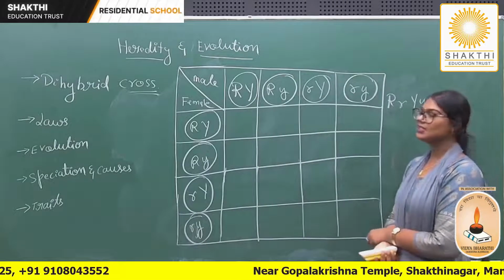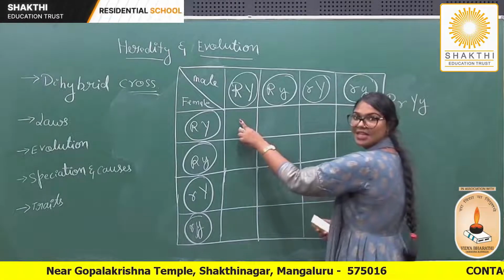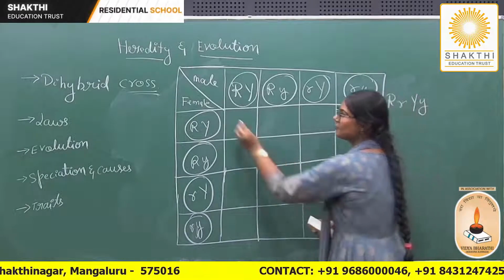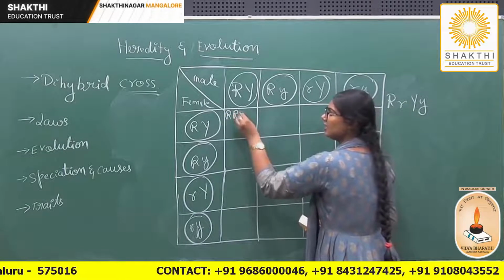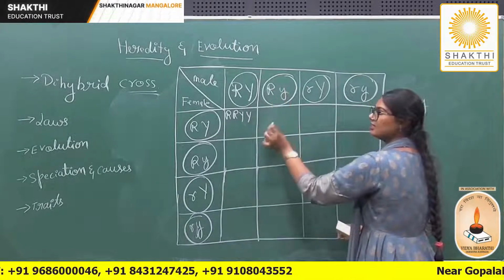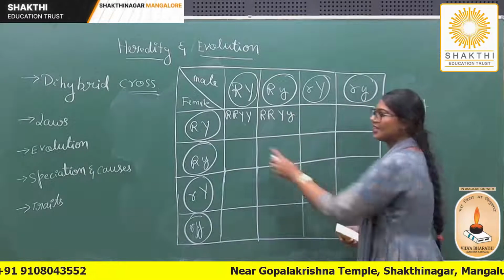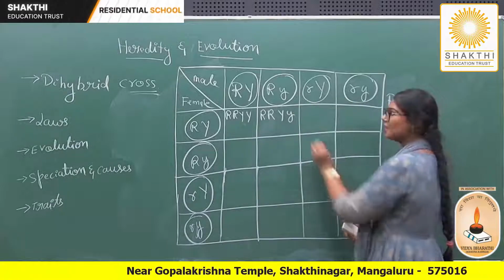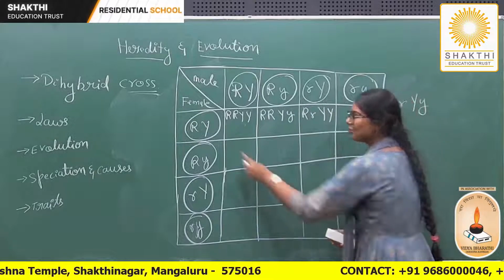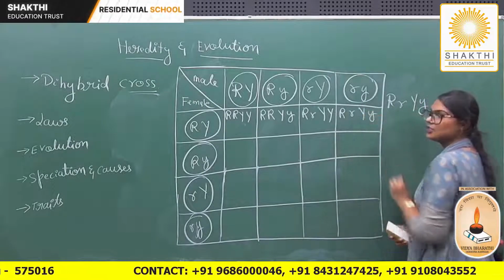Once we are done with this, we start filling in the genotypes. So, the first box is this. How do we fill this? First box from here and first box from here. What do we have? Capital R, capital R, capital Y, capital Y. Second box is nothing but this and this. So, we have capital R, capital Y, small y. Third box is this and this. We have capital R, capital Y, capital Y. And the fourth box is this one and this one. Capital R, capital Y, small y.